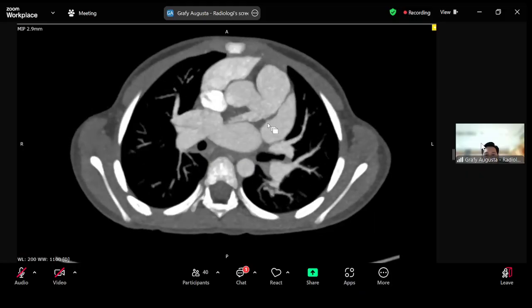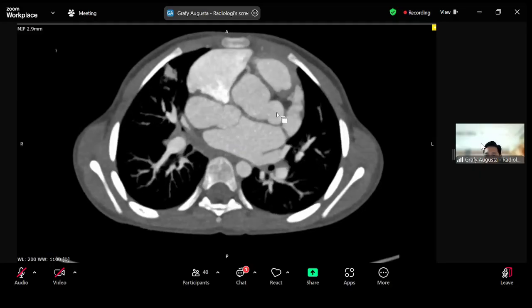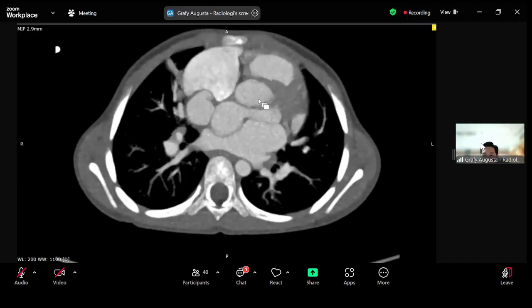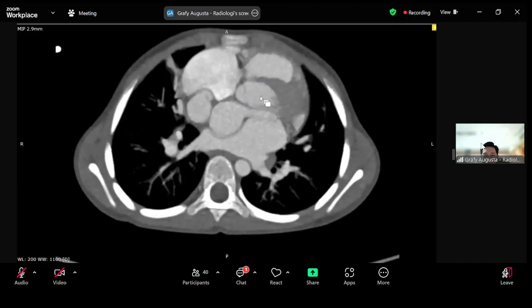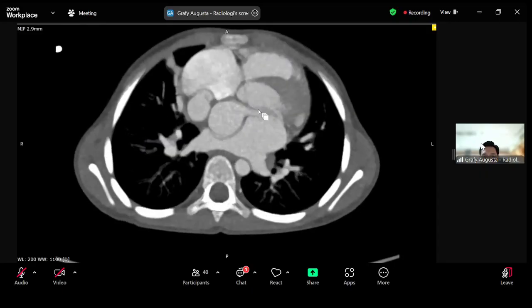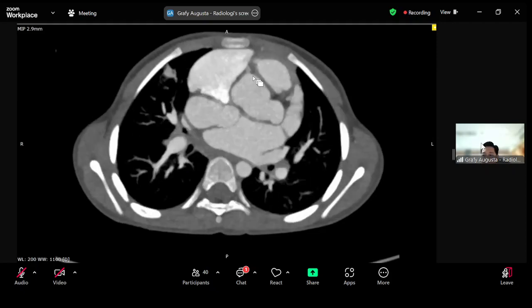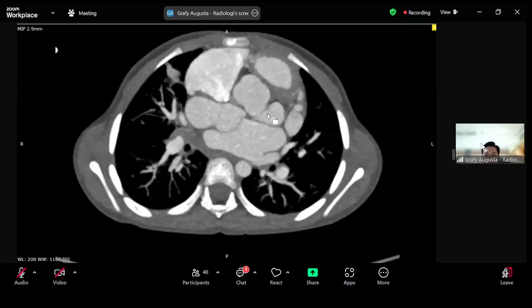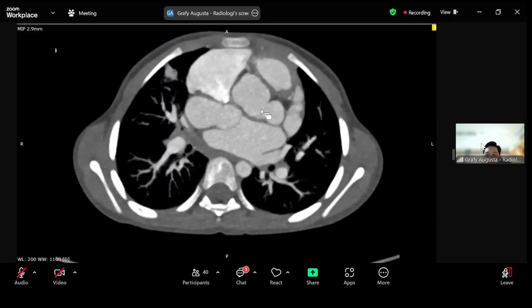And in this case, we can see the coronary artery. There are two coronary ostia. First, here, this is the right coronary artery, rising from the anterior sinus. And the second one is here, the left main. This rises from the posterior sinus.